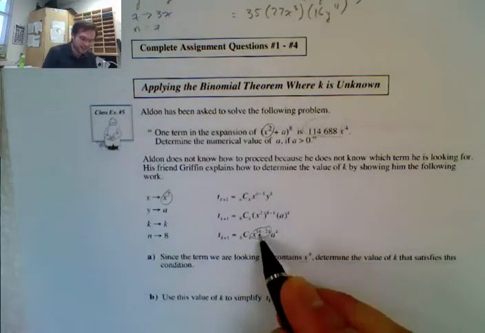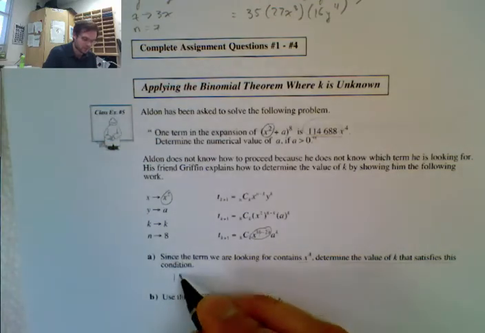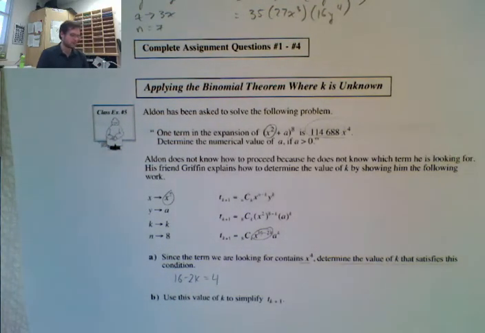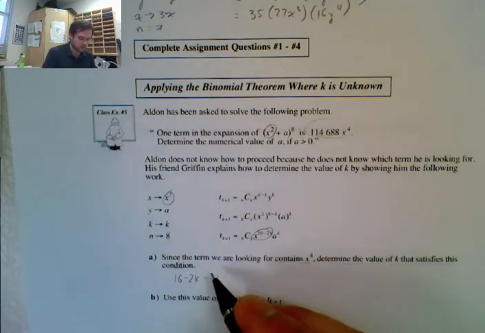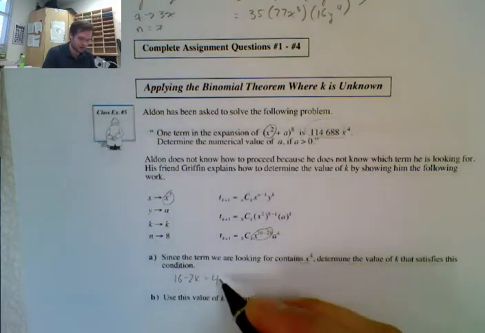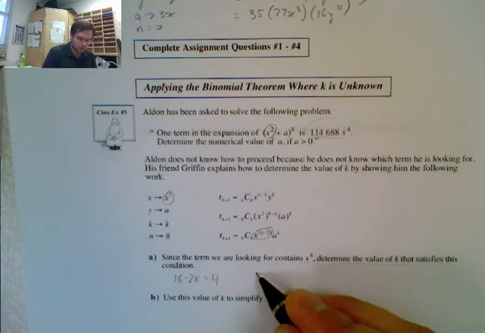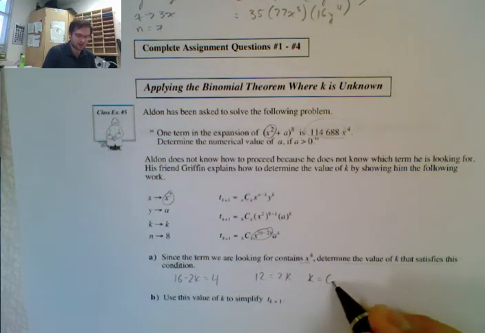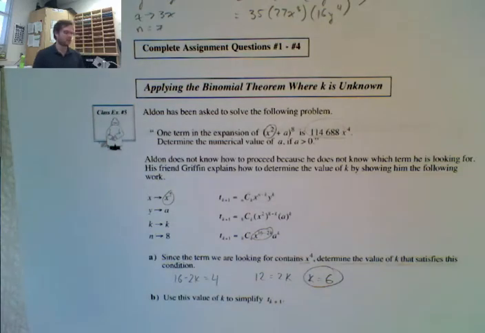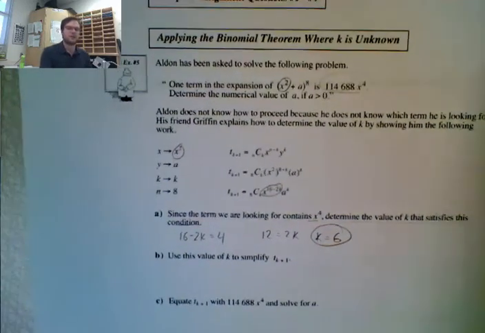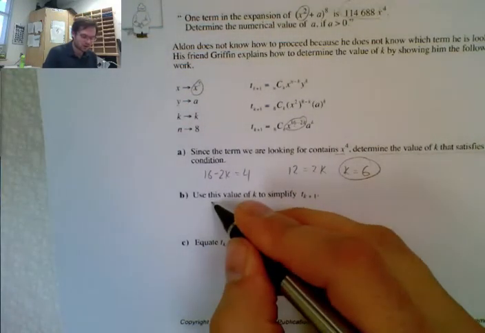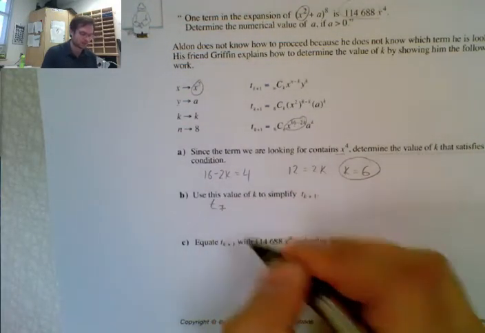So I know 16 minus 2k is actually equal to 4. Okay? So now we can just solve for this. I end up getting 12 is equal to 2k, so k is equal to 6. So we're trying to figure out when k is 6. That means we're trying to find the 7th term, so when t is 7. Okay?